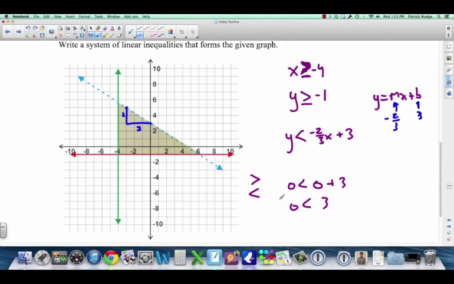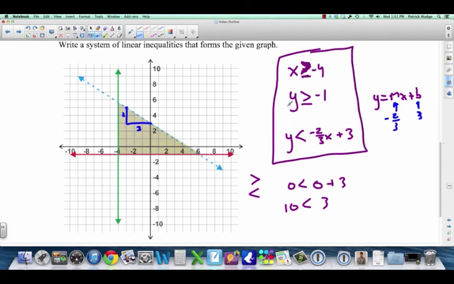If you'd plugged in 0, 0 and you got something like 10 is less than 3, you'd see that, whoops, the sign's facing the other way, I have to flip the sign around. But this is correct, and this entire batch of inequalities here is what you're looking for in this question. Okay, that's it. All done. Have a good day.